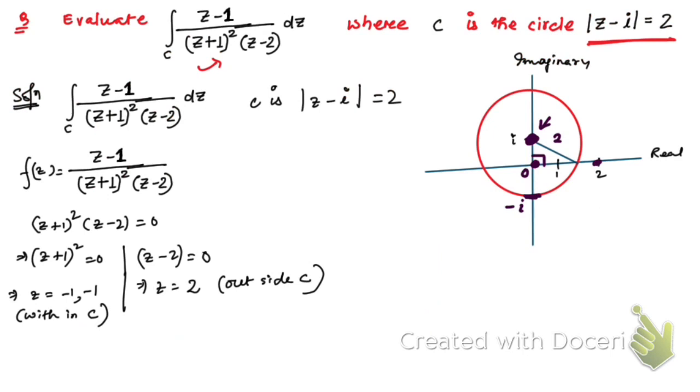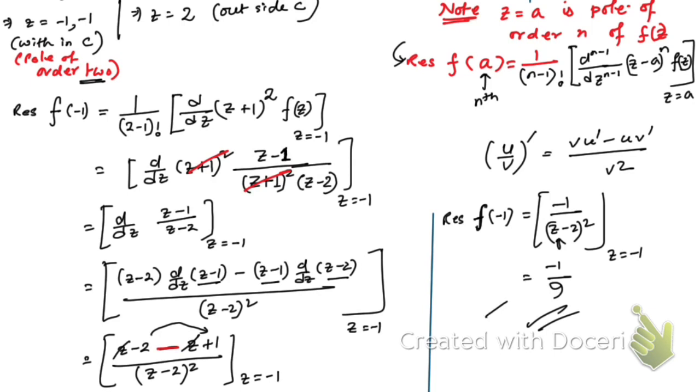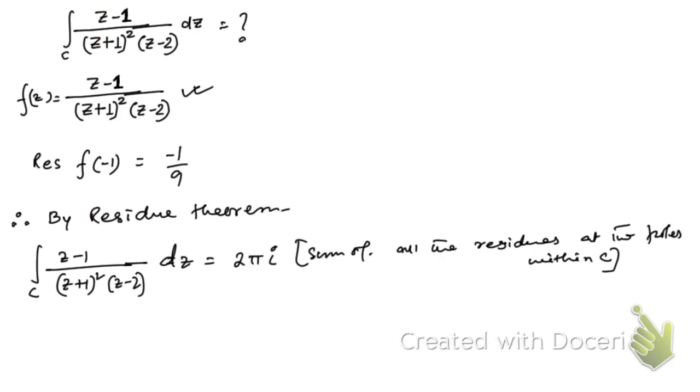So here minus 1 is within this circle, and 2 is outside the circle, and the residue at minus 1 is this minus 1 by 9. Then as we have got only one residue, that is minus 1 by 9, let's put here 2 pi i into minus 1 by 9, so that's going to be equal to minus 2 pi i by 9.